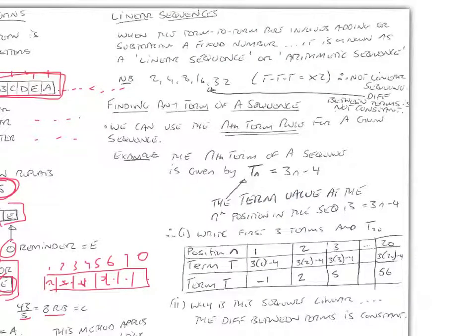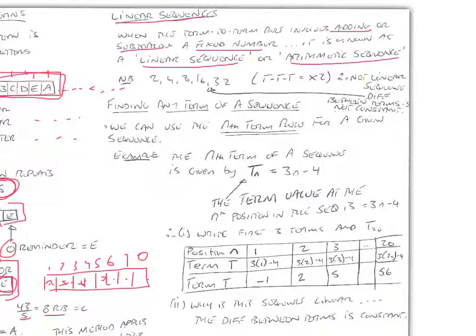Now let's look at linear sequences. When the term-to-term rule involves adding or subtracting a fixed number, it's known as a linear sequence or an arithmetic sequence.